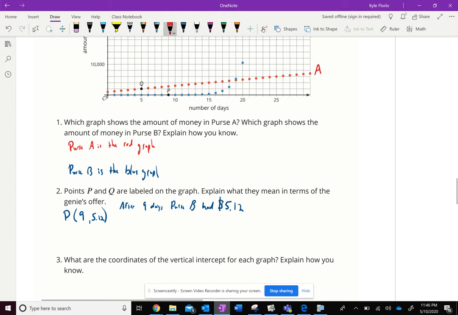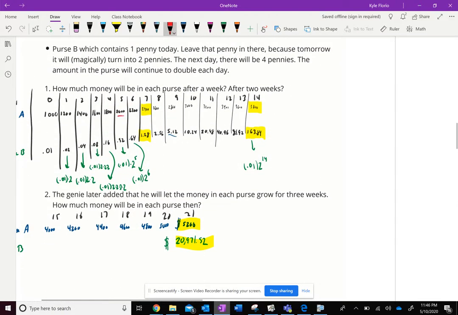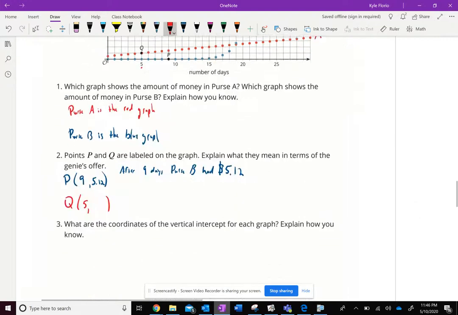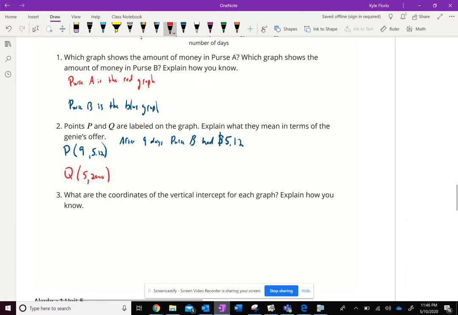And then we have Q over here. That's at this point right here. That's when X is 5. And on the red graph, when we're on day 5, we had $2,000. So after 5 days, purse A had a lot of money, right? It had $2,000, a lot more than purse B.